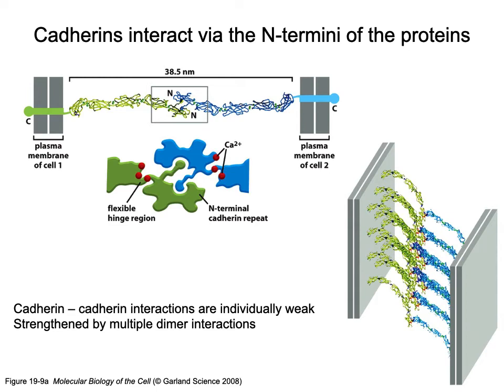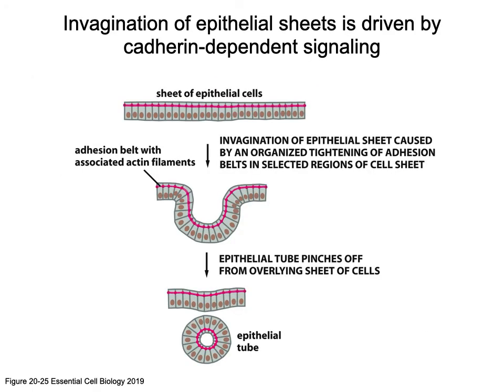So this gives additional strength to the cell because we have these tight junctions, and then we have these adherens junctions formed by the cadherins. Cadherins also play an important role in development. There's cadherin-dependent signaling that causes tissues to invaginate, as you can see here, budding in and turning in on itself, so that they form epithelial tubes.